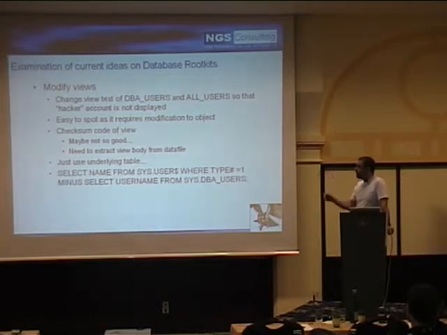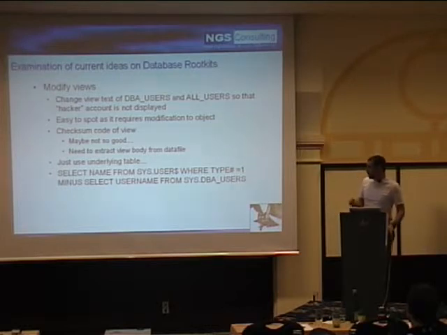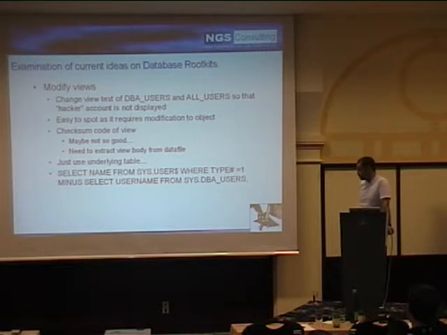So, modifying views. Along comes a user, creates himself an account called hacker, and he wants to hide the fact, so they'll modify the view of DBA_USERS and ALL_USERS so that the hacker account isn't displayed. Because it's modifying an object in the data dictionary, this is trivial to spot. One of the aspects of this is that checksumming the code of the view and then comparing that later on is not the right way around to check for modifications, because at the end of the day, you're trusting a database server which may have been compromised.